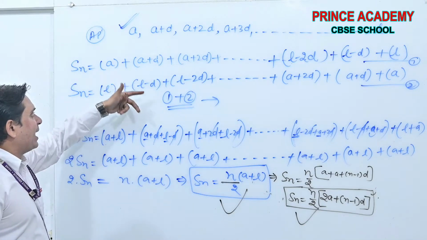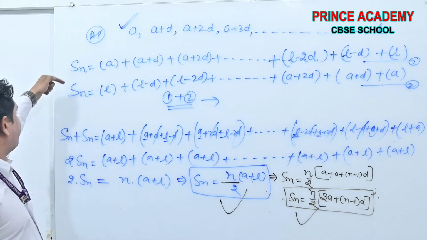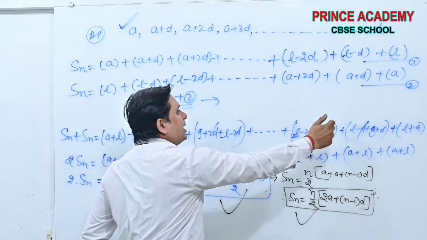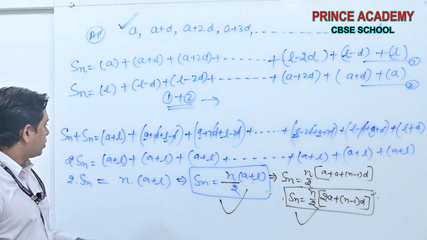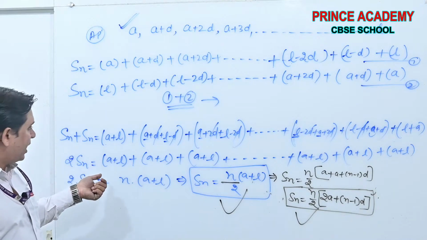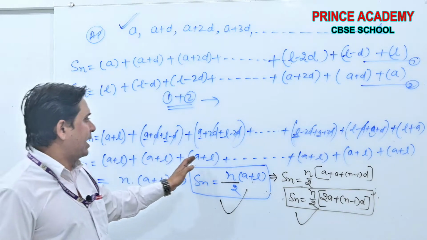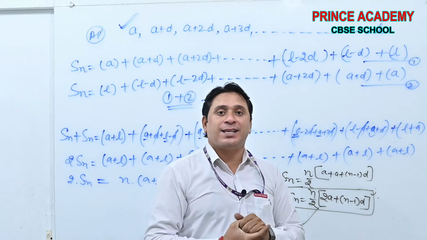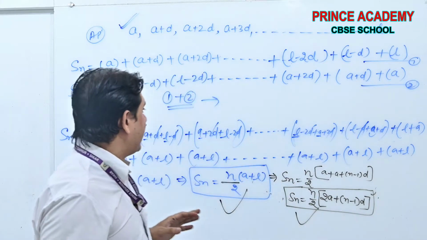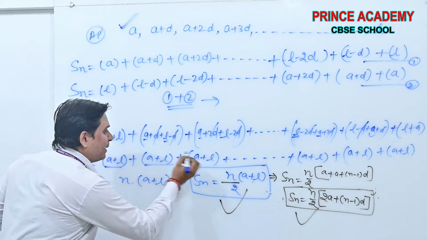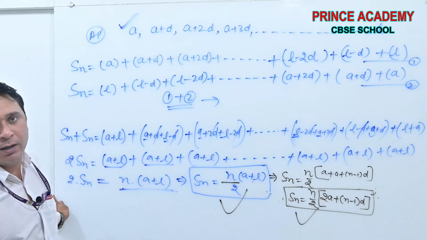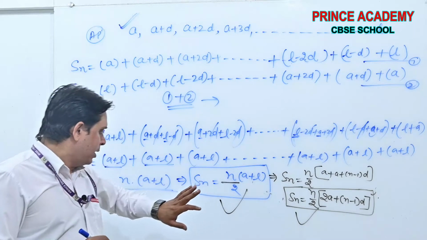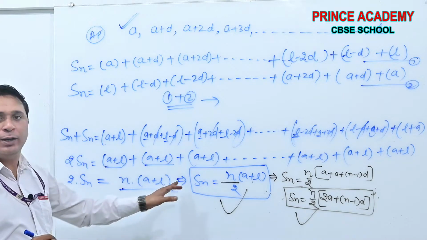Then what we got, if we add the equations, we will get Sn plus Sn, 2Sn. Yes or no? A plus L, A plus L, A plus L and so on. Done, beta? A plus L is added n times, and that's why it is n into A plus L. 2 into Sn is n into A plus L. Therefore, Sn is equal to n by 2 into A plus L.